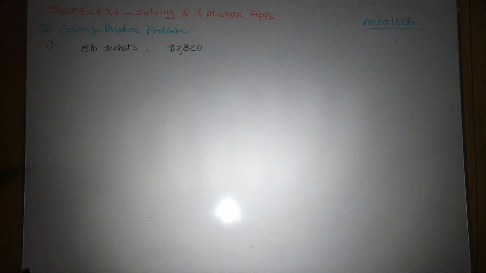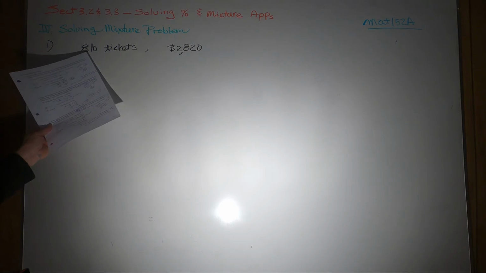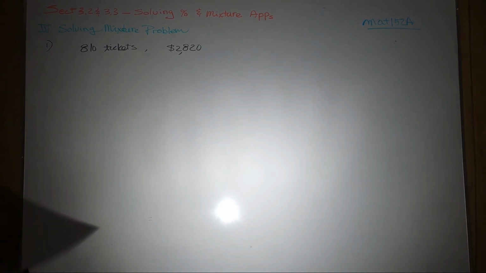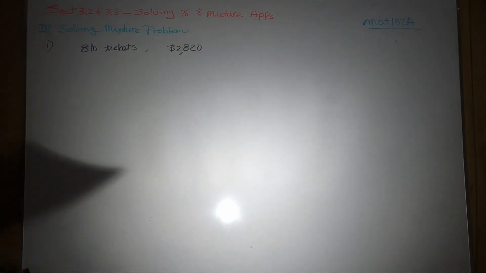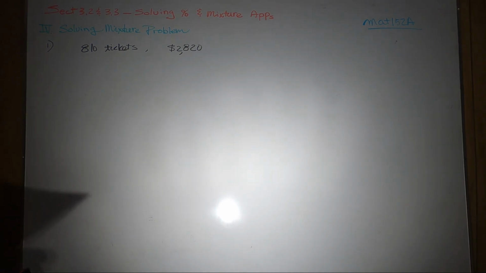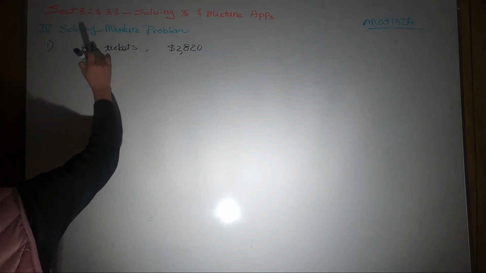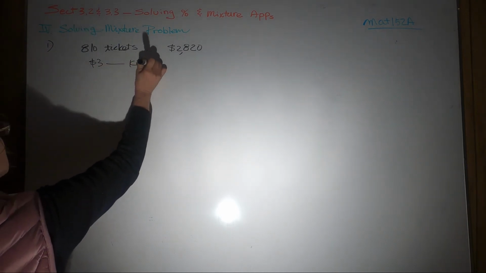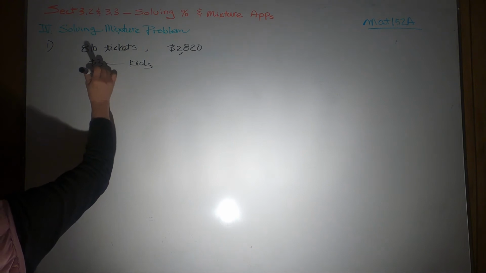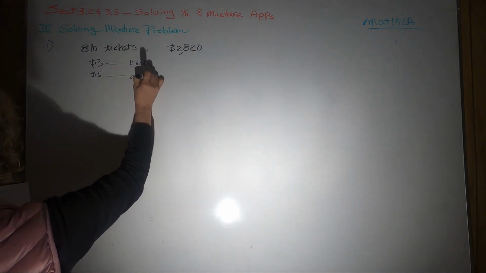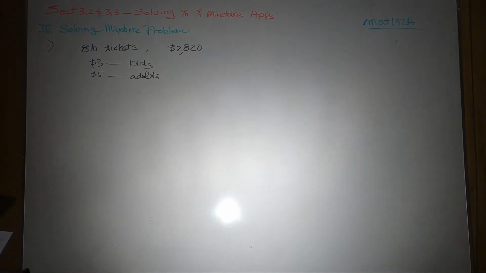So if you are managing this carnival, at the end of the day you find out you have 810 tickets sold, and you got $2,820. You wonder, how many were actually for kids and how many for adults? It's $3 per kid and $5 per adult. Okay?